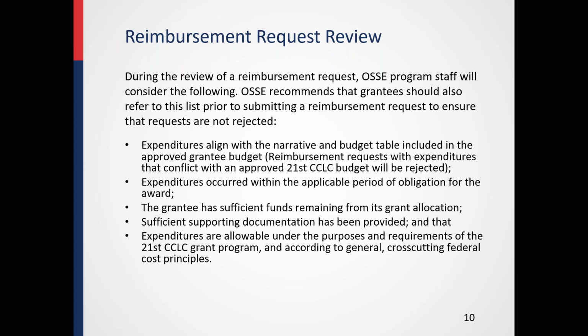The grantee must have sufficient funds remaining in the grant allocation in order to pay out the reimbursement request. Sufficient supporting documentation has to be provided. There are requirements that I'll get into that are for the initial submission, and then any other follow-up documentation must be submitted as well at OSSI's request. And expenditures must be allowable under the purposes and requirements of the 21st Century Program and according to the cross-cutting federal cost principles that are related to expenditures under all federal programs. So all the expenses have to be allowable.